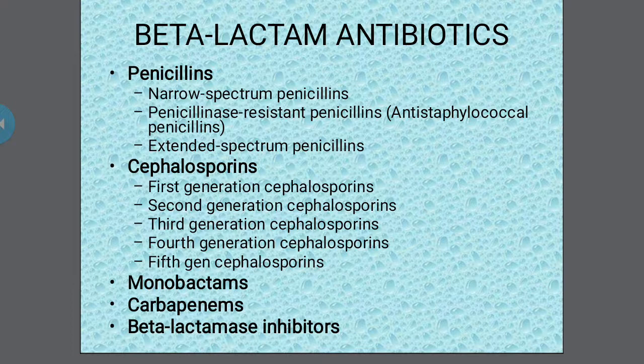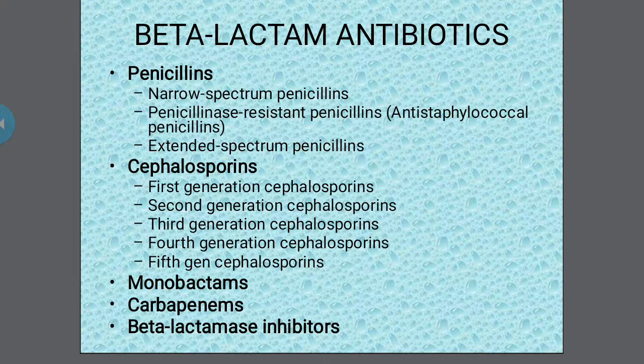So penicillinase-resistant penicillin means some organisms express penicillinase which destroys the penicillin, and narrow spectrum penicillins are not active against them. But the penicillinase-resistant penicillins can be active against them because they are resistant to the penicillinase that is expressed by some bacteria like Staphylococci. And extended spectrum penicillins have a far wider spectrum, so they can inhibit some gram-negative bacteria also.